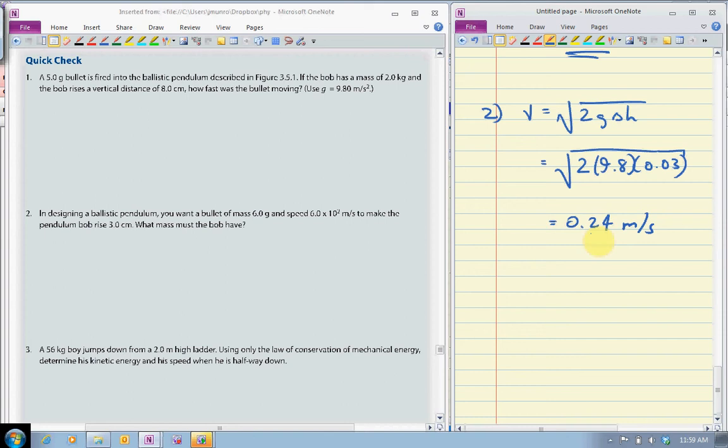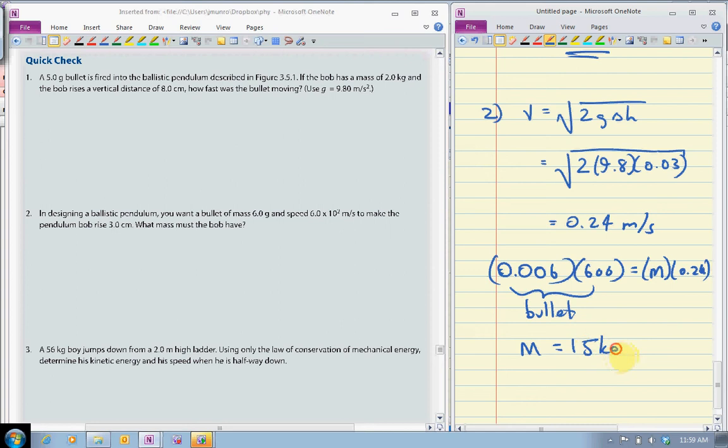I want to know the bullet. So I need to find the mass of the bullet, 0.006 times 600, 600 meters per second. That's for the bullet. And then the speed of the block, but I want the mass of the block, so 0.24. Mass of the block works out to be 15 kilograms.